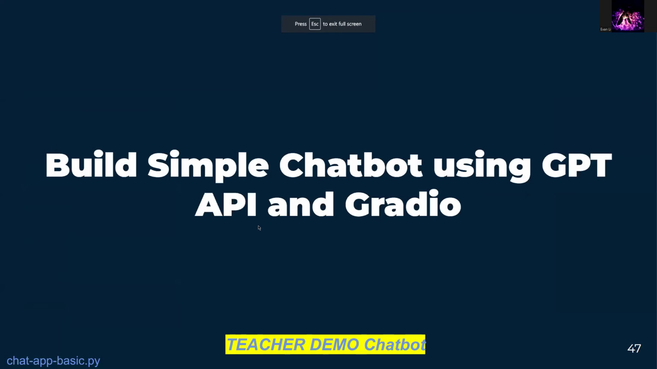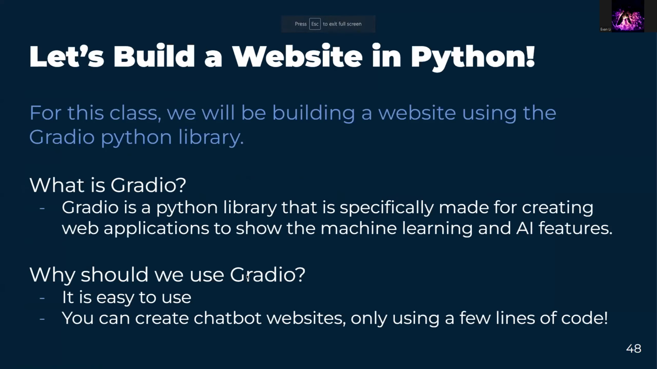So let's learn how to make this. Let's first build a website in Python, because I'm pretty sure you guys haven't built a website in Python yet. Or if you did, good. For this class, we'll be building a website using the Gradio Python library.